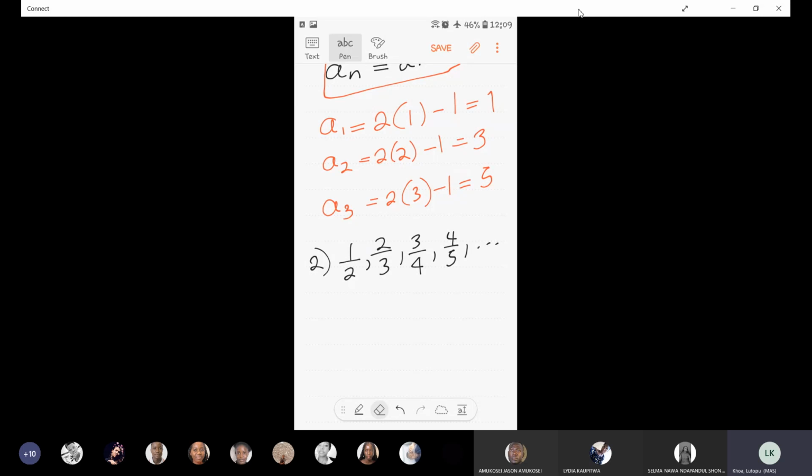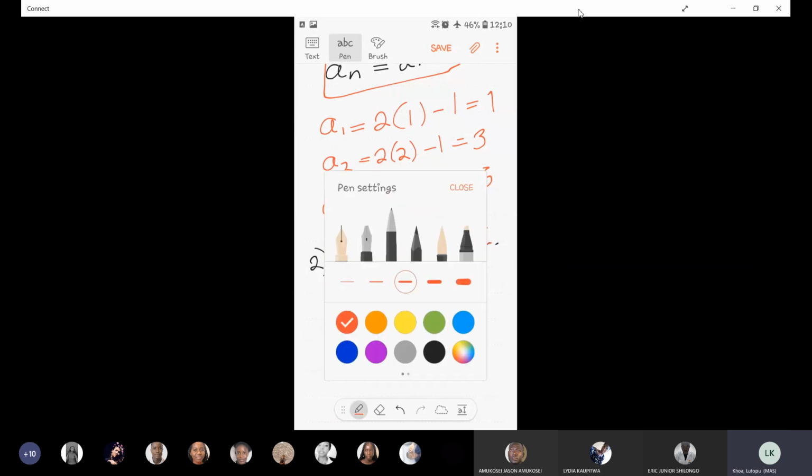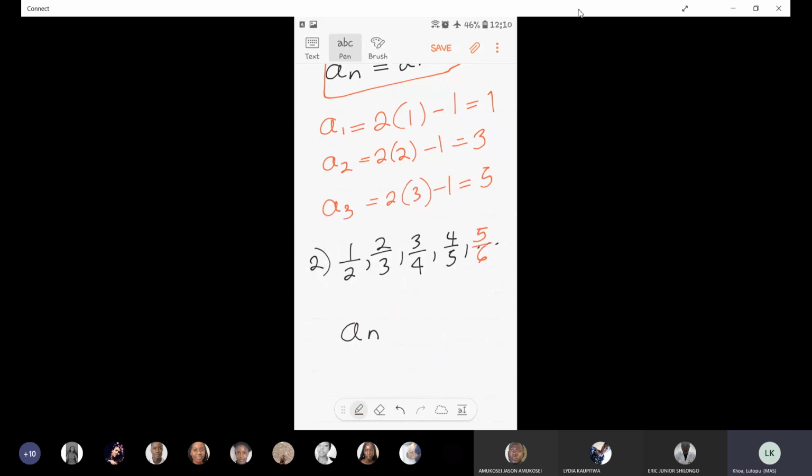Or tell me the a n. Either one of those. Yes, take 6, so 5 over 6. So the next term he says is 5 over 6. Yes, that is correct. And now can we describe what is happening here, or tell me the formula for the nth term?